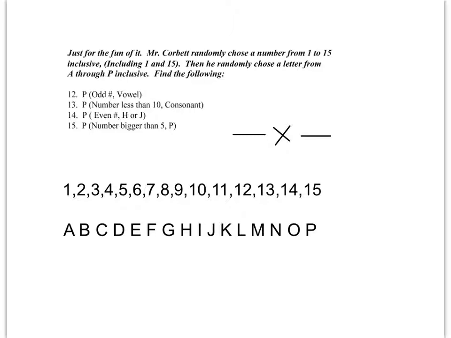Well, a number less than 10 would be 1 through 9, so there are 9 numbers. Remember, we had a total possible 15. 9 out of 15 for the first one. And then getting a consonant, well, we knew there were 16 letters. We counted our vowels. There were 4 of them. Not a vowel would be a consonant. It's also called the complement, right? The complement of vowel is not a vowel, which was 12.